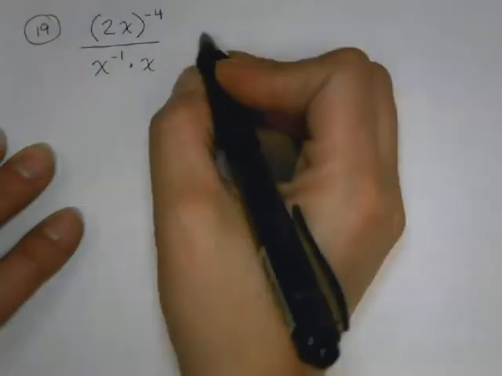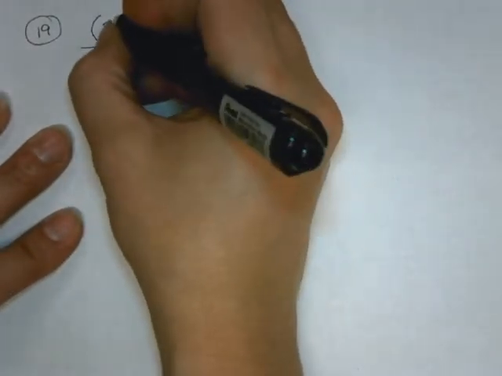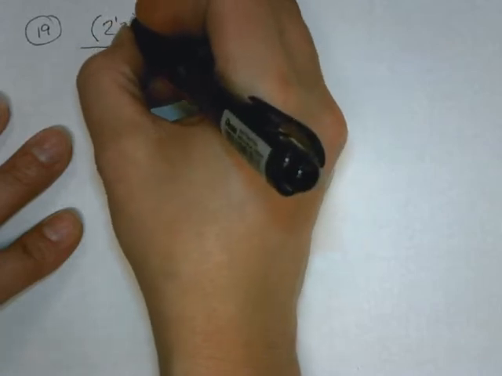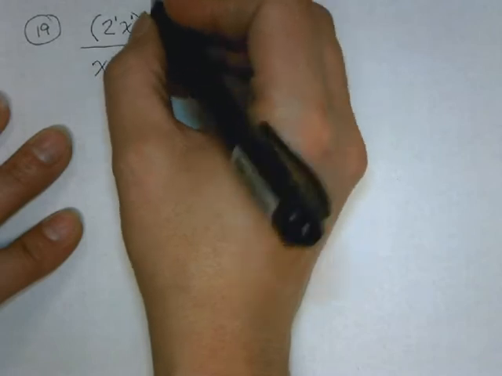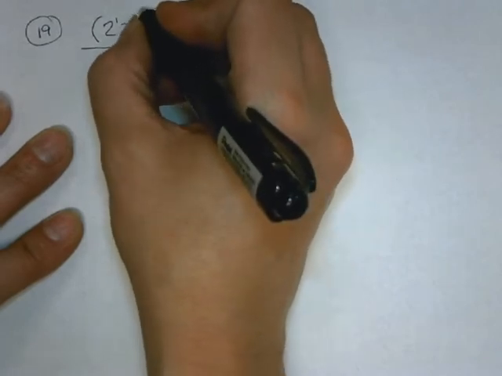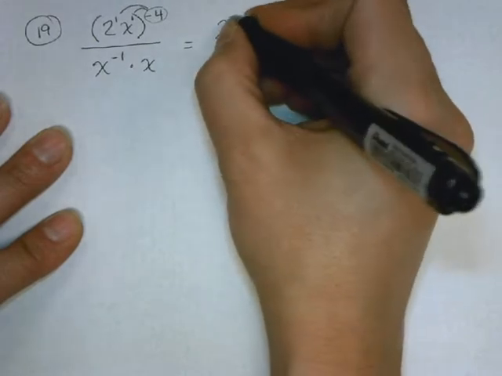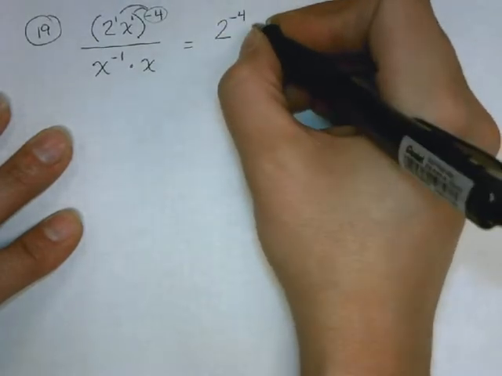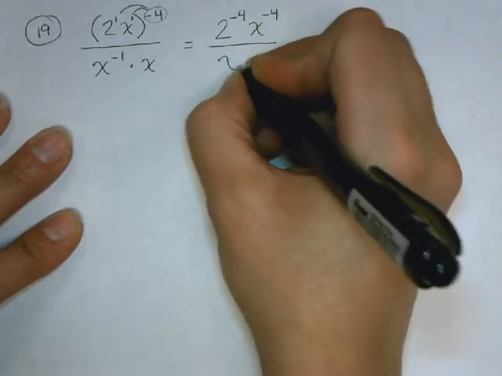Okay, so the first thing I want to do is get rid of these parentheses. So I'm going to use my property here. Remember, both of these have an exponent of 1. And just like distributing, whenever something's outside the parentheses, you're multiplying. So this becomes 2 to the negative 4th power times x to the negative 4th power. And then I'm just going to write the bottom.